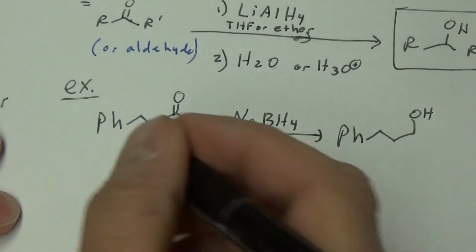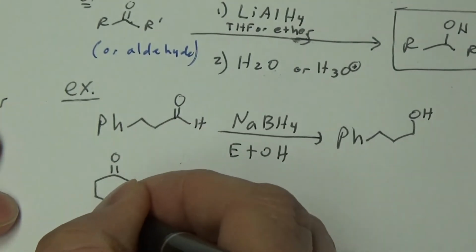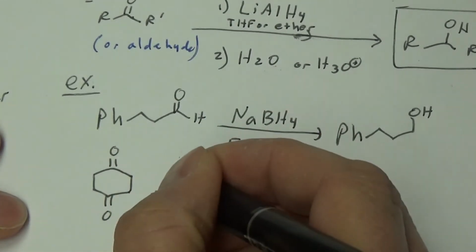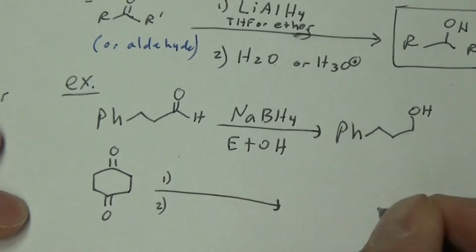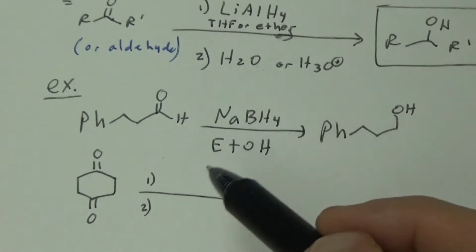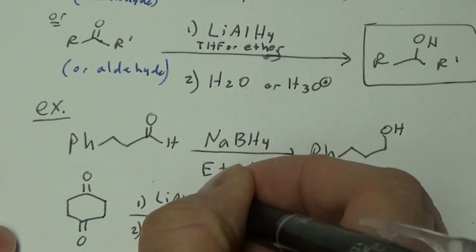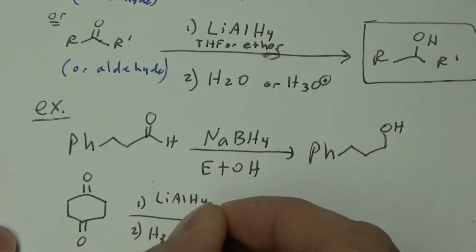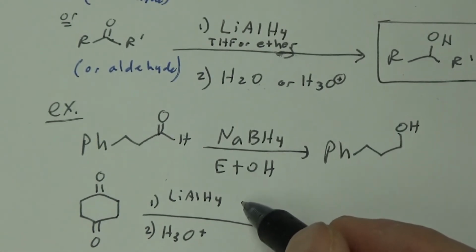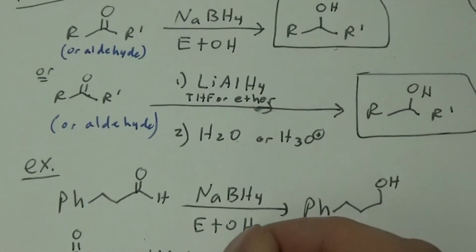For fun, let's just draw a ketone. Not only one ketone, let's make it even more fun. Let's make it a diketone. And we're going to now react with lithium aluminum hydride. And for reasons we'll explain later, this becomes a 2-step process. So it's a 1,2. Lithium aluminum hydride, and maybe H3O+, or it could be H2O as a second step. What's the solvent for lithium aluminum hydride? It's, pick your choice, THF or ether. We'll do THF.